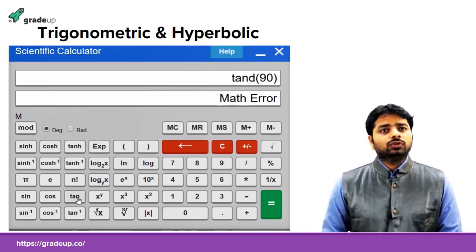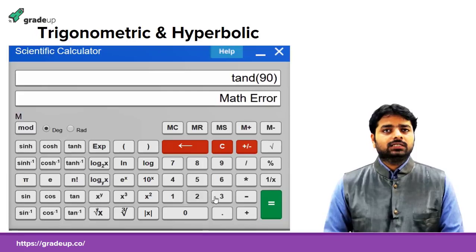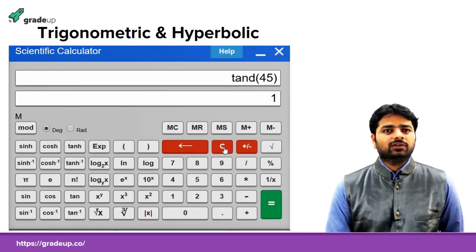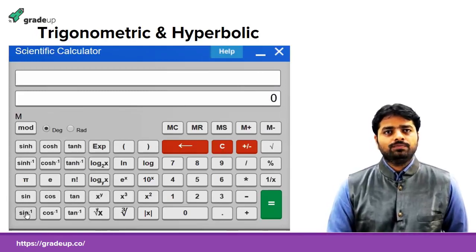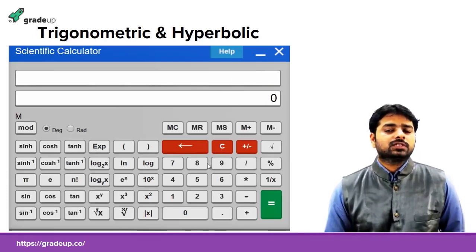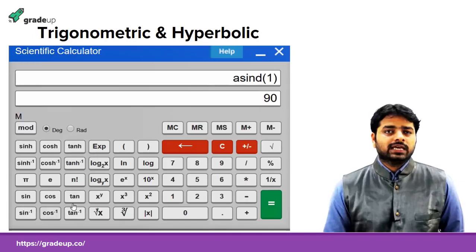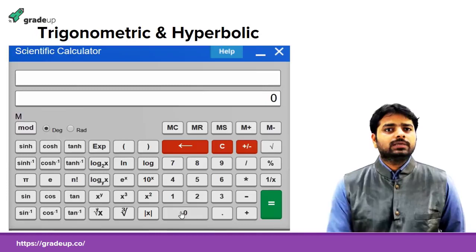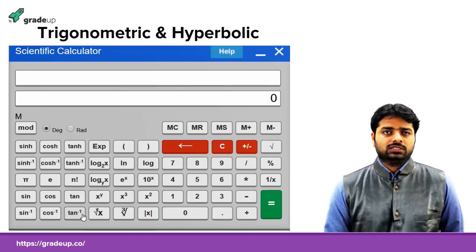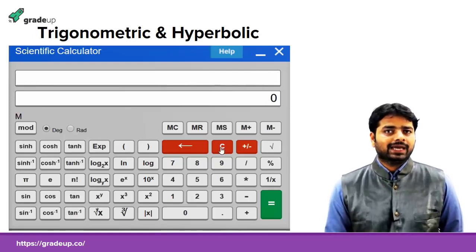Now I am going to use the inverse functions. Tan 45 is 1, but now let's calculate the inverses. Let me start with 0: sine inverse of 0 is 0. Then press 1: sine inverse of 1 is 90, because sine 90 is 1. Similarly you can calculate all the inverse functions here. First press a number, then press inverse, so that the inverse of that function will be calculated.